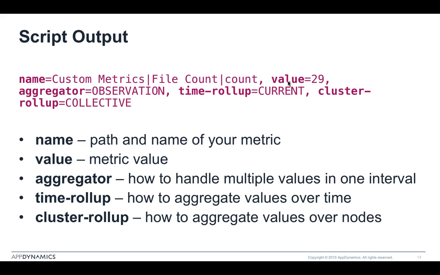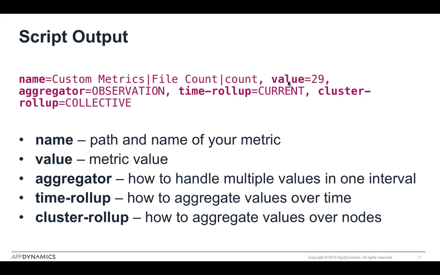When the data is rolled up over time, instead of doing an average or sum, I just want to use the most recent again. And finally, if you run this script on multiple nodes, I want to sum them together and give me the total number of temp files across all the nodes. Okay, if you only have one node, then the cluster rollup really doesn't matter because the average and sum are going to be the same.